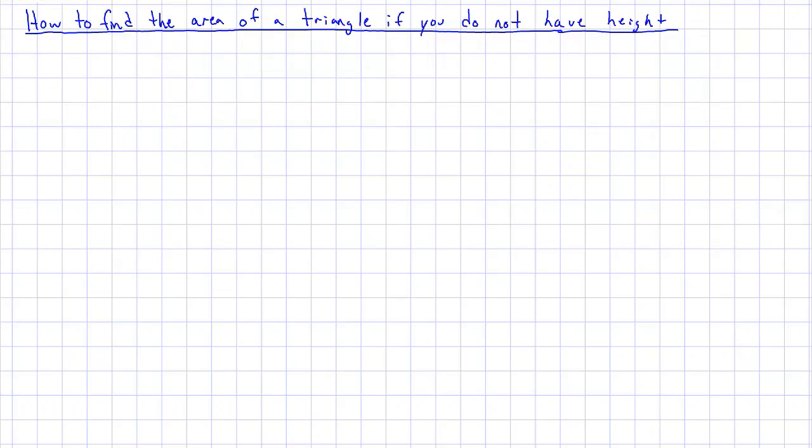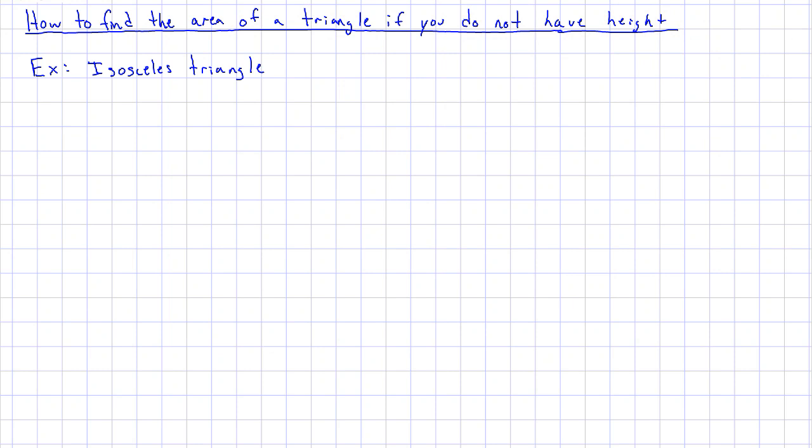Welcome. So sometimes you have a triangle problem and you have to find the area, but you do not know the height. So let's cover how to do that. I'm going to cover an example here. Let's consider an isosceles triangle. So this is a triangle that has two sides that are of equal length.